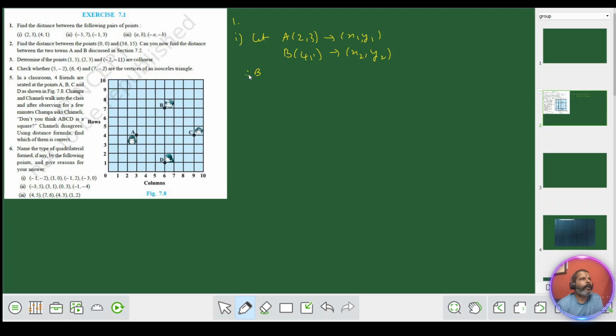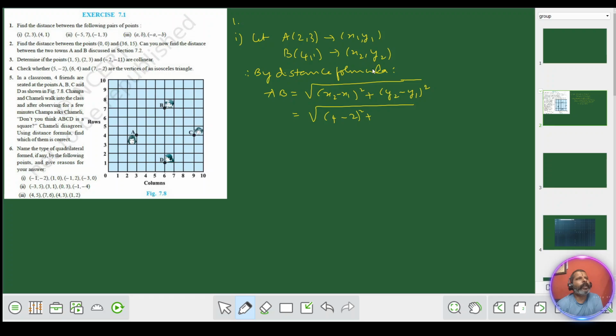So, therefore, by distance formula, first write the formula. AB is equal to square root of (x2 minus x1) whole square plus (y2 minus y1) whole square. Okay. Substitute the values now. x2 is 4, x1 is 2, whole square, plus y2 is 1, y1 is 3, whole square.